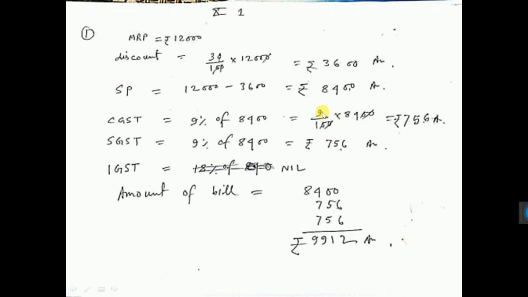So I am directly writing the calculation, no need to show again because it is already done. So I am putting the direct amount. And IGST, I told you, will be nil. Integrated GST will not be applicable here. Then the amount of the bill: the selling price, 8400, that I have written. Then I have written CGST, then SGST. Add these three, that will be the amount of the bill. I think you have understood now.